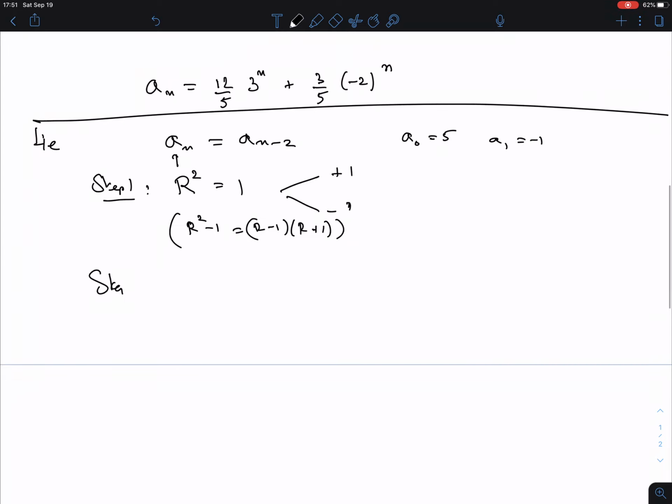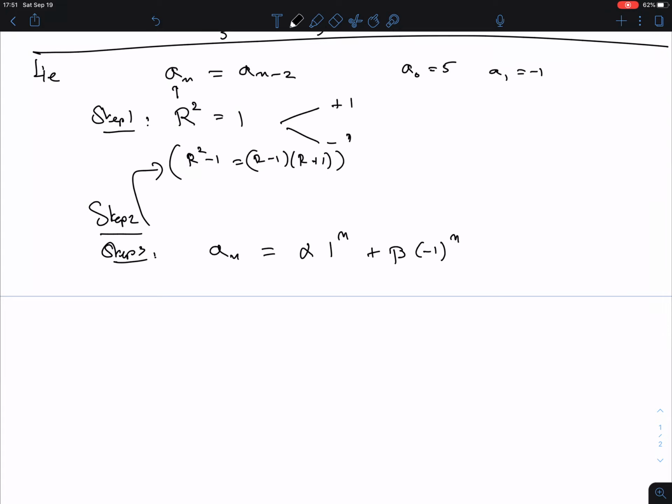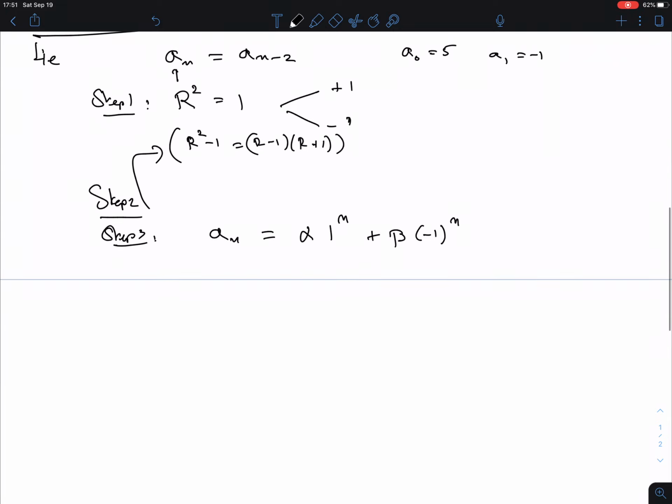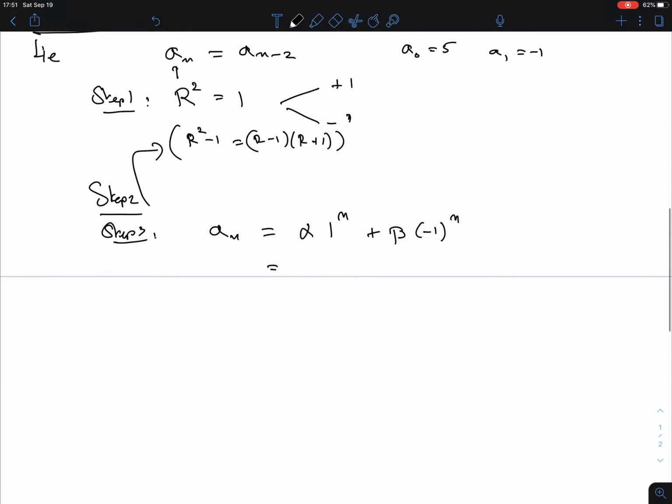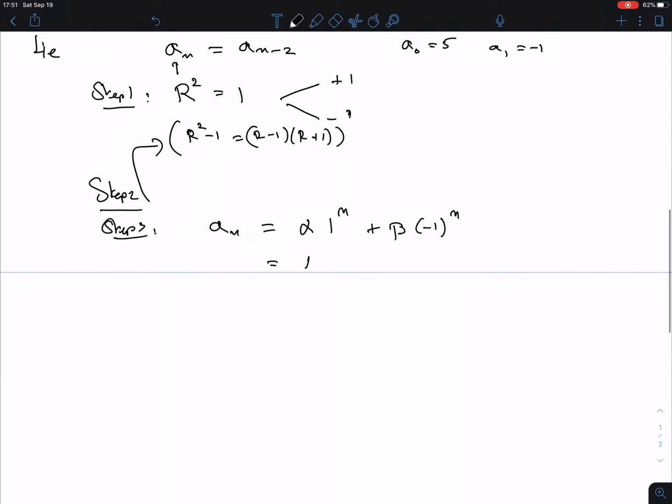That was step 2. So step 3 is now the proposed solution. a_n is equal to alpha times 1 to the power n, the first root, plus beta times negative 1 to the power n, the next root. I'm saying it wrong. Notice that actually this is a bit weird, right? Because the 1 to the power n actually doesn't really do anything. It's alpha plus beta times (negative 1) to the n.